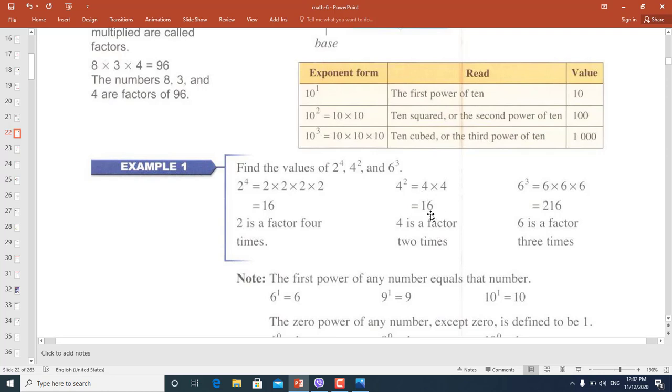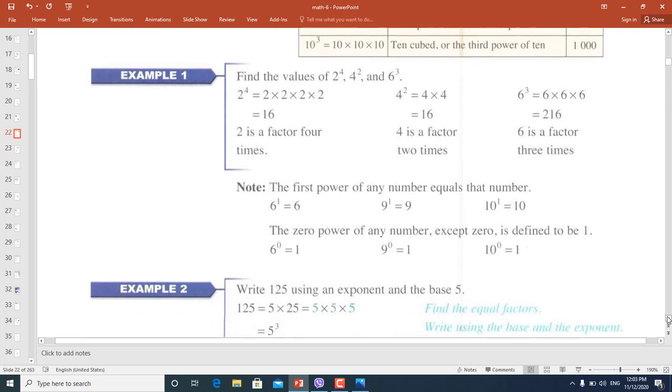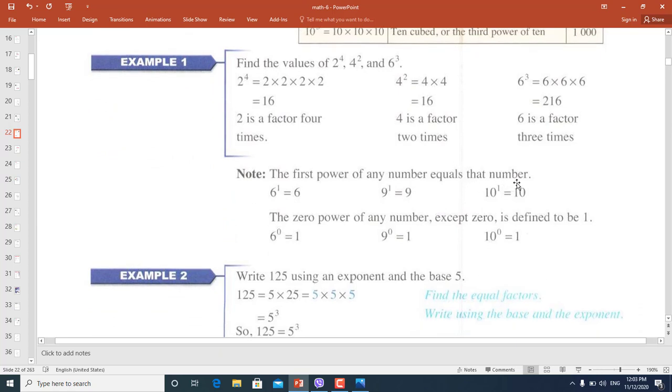And 4 power 2, or exponent 2, that means this 4 is repeated 2 times. 4 times 4, it is 16. Therefore, this 4 is the base, and the repeated numbers are the factors. And 6 exponent 3, or 6 power 3, that means this 6 is repeated 3 times. So 6 times 6, it's 36, and 36 times 6, it's 216. And we have this note: the first power of any number equals that number.